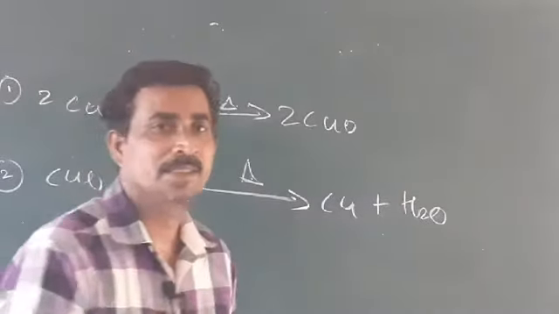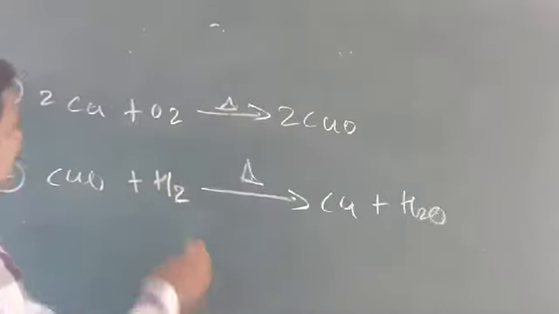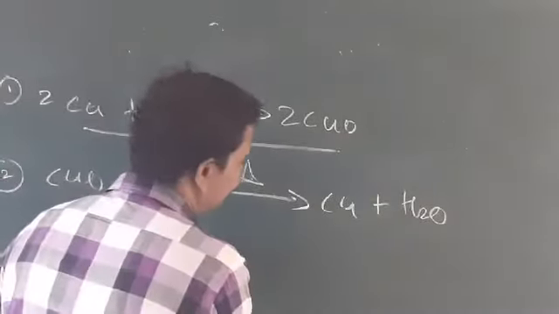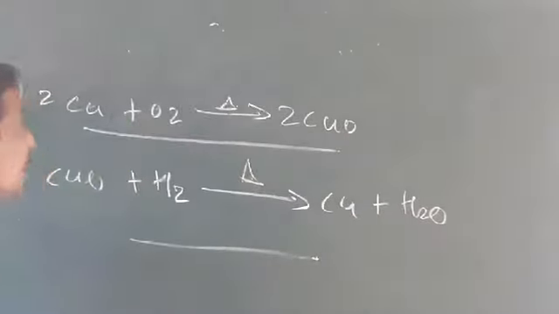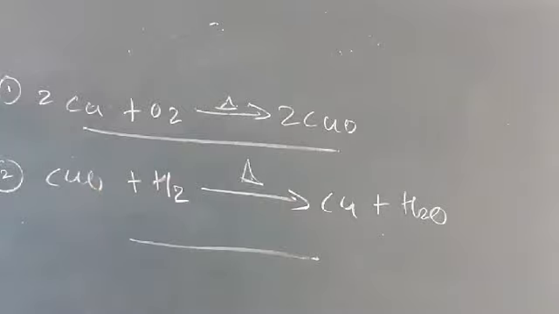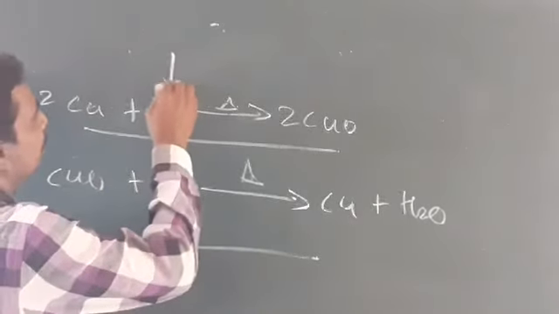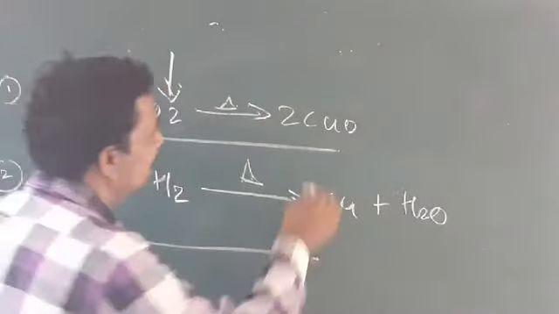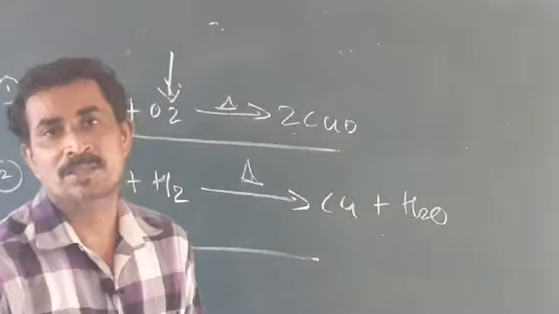Okay, inside a redox reaction, what procedure is going on? One is the oxidation procedure, and the second is the reduction procedure. Inside oxidation, what is going on? When we take copper and heat it, oxygen is going to add there, and the product formed is copper oxide.